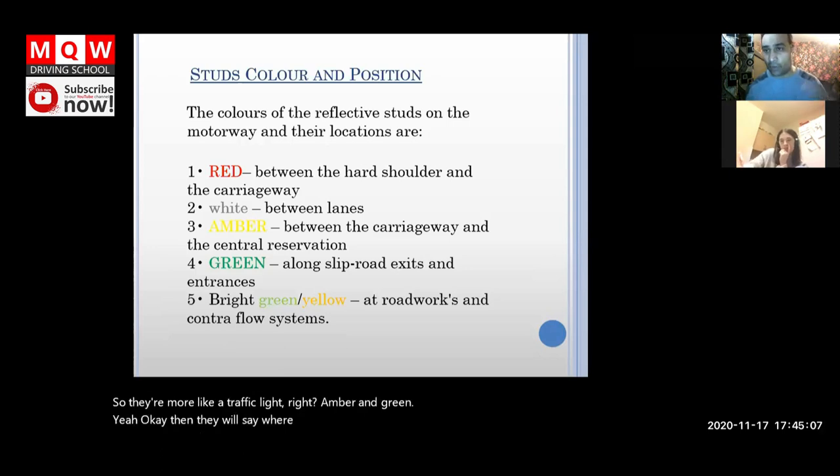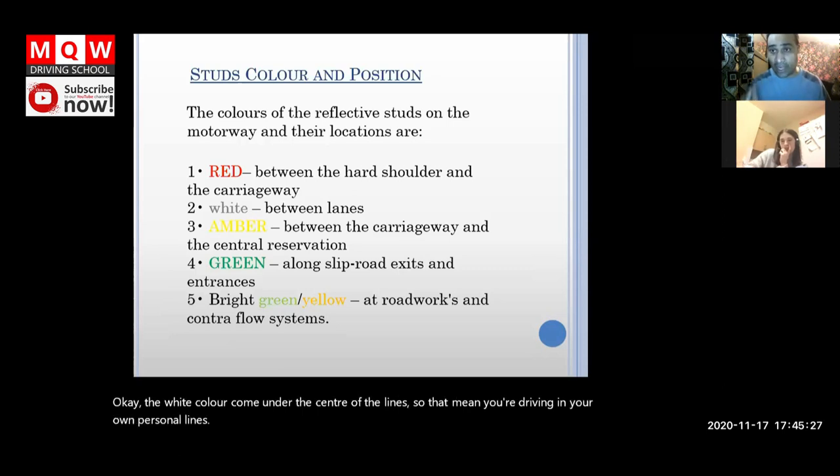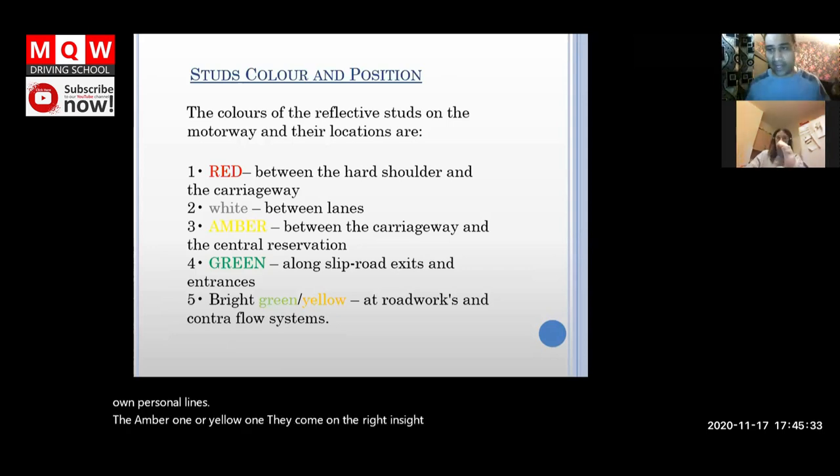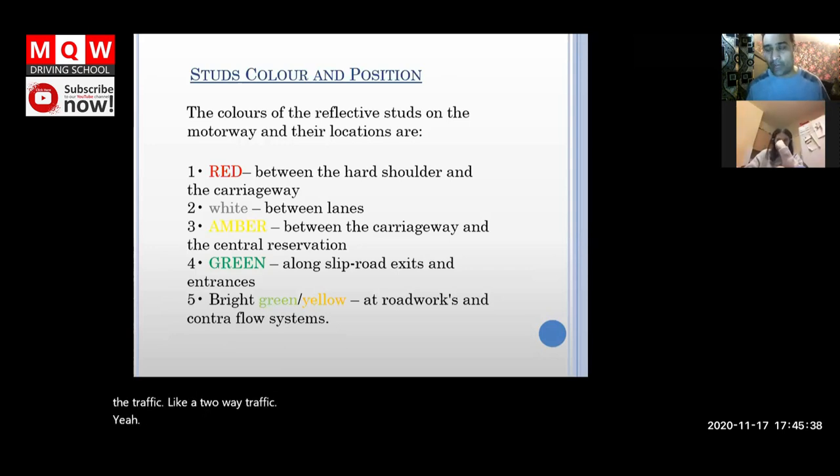So red will be on the left side, the last lane on the left side, which means if you move more left it is a danger. The white color comes in the center of the lanes, so that means you are driving in your own lane. The amber or yellow ones come on the right-hand side near the wall which divides the two-way traffic. And then the green one is for your slip road. When you have to leave the motorway from the slip road, they come on the slip roads.